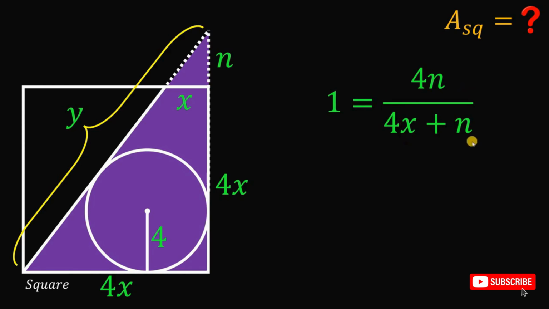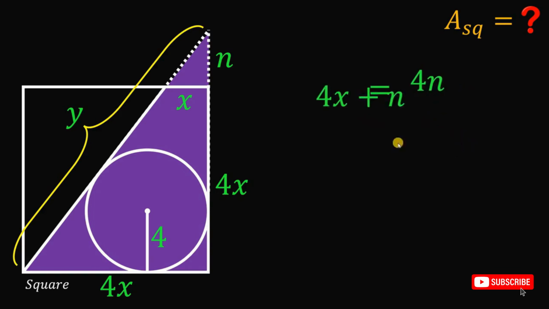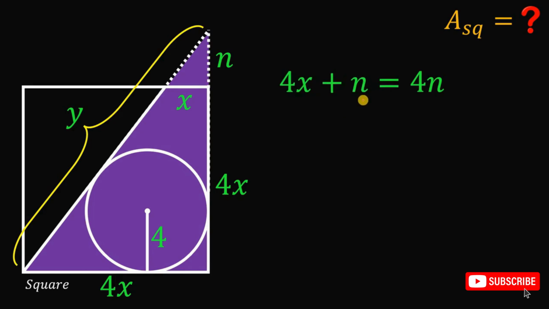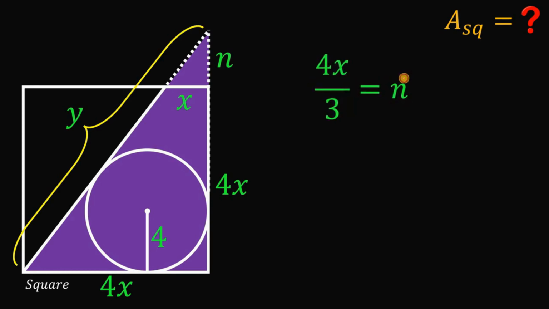Next, let's multiply both sides by 4x plus n. Now, let's solve for the value of n. So, let's subtract n on both sides. This will give us 4x equals 3n. Now, let's solve for the value of n in terms of x. So, divide both sides by 3. And sure enough, we get the value of n must be equal to 4x over 3.